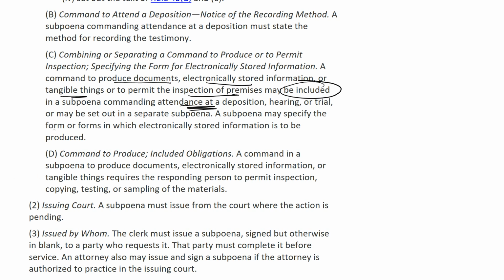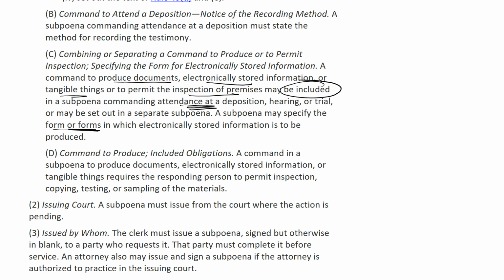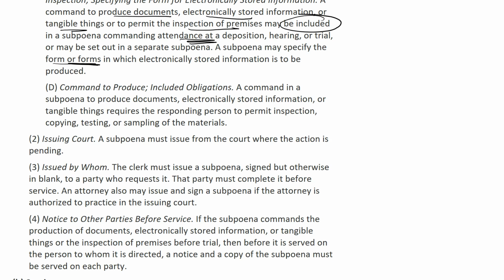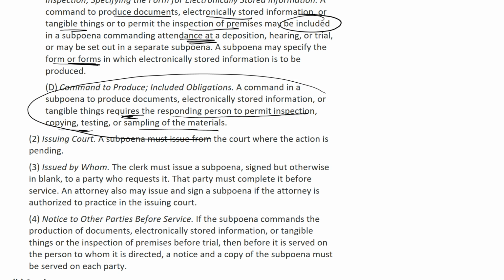Okay, and just like for Rule 30, you can specify the form or forms in which ESI is to be produced. Okay, again, like Rule 30. A command in a subpoena to produce documents, ESI, or tangible things requires the responding person to permit inspection, copying, testing, or sampling of the materials. Okay, so you get that subpoena, you have to do what it says.